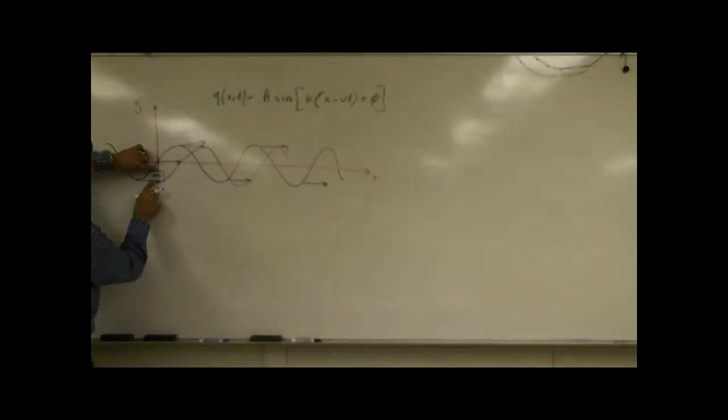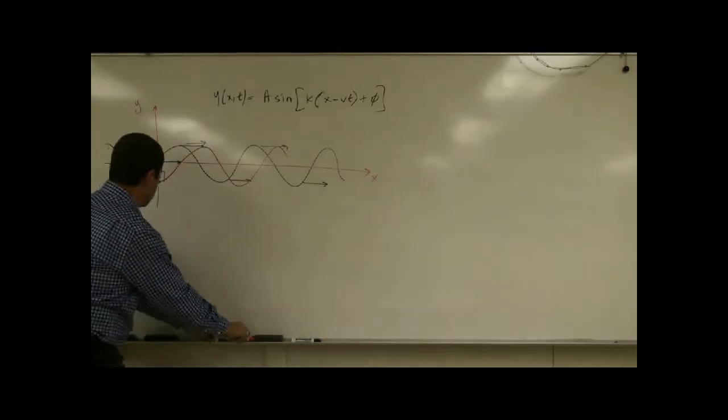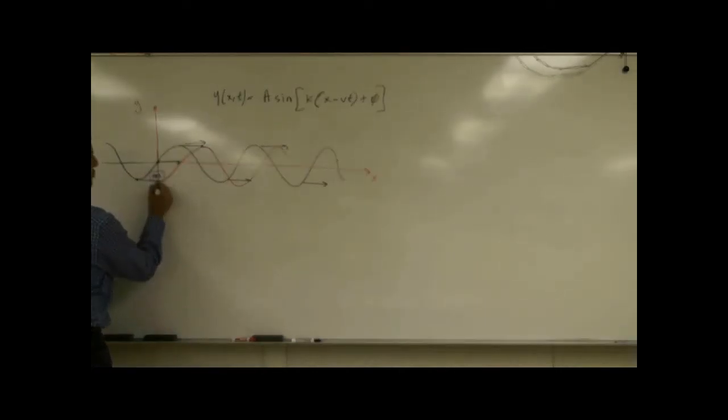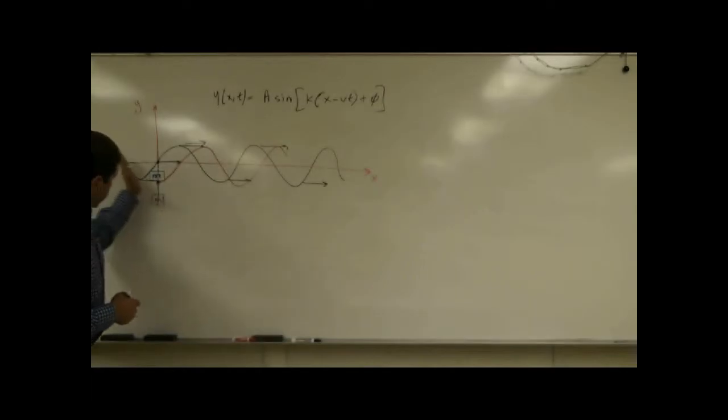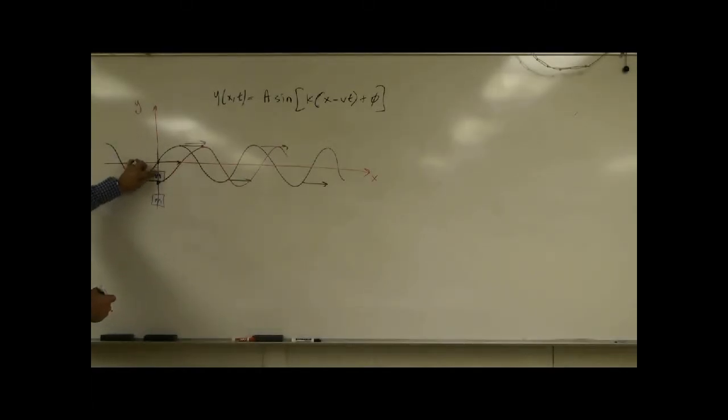Well, what happens to the object in blue? The object in blue now is sitting down here. Because it was tied at the position x is 0, it's going to remain at the position x is 0. So it's just going to go down. And then when the wave keeps traveling, it's going to go back up, then back down, and so on. It's going to just bob up and down.